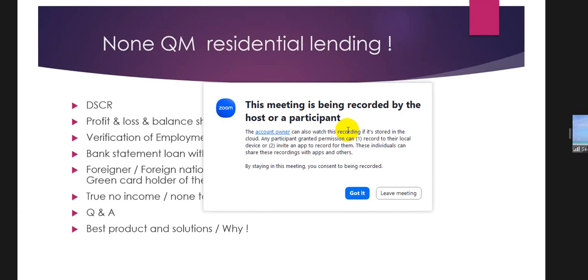You know, we can do this deal as a non-QM. We can qualify the loan based on the rental income. This is what this program is all about. But now I tell you guys, the non-QM banks on my list can actually do up to 85%. So the minimum you put down is 15% on down payments.